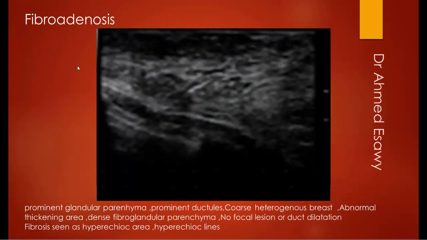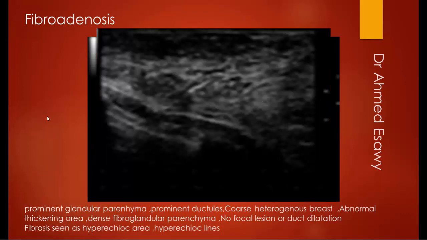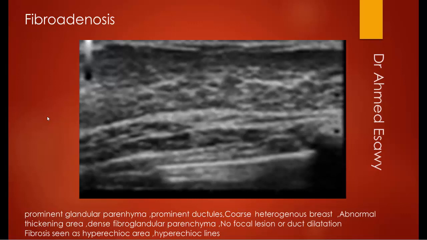Fibroadenosis ultrasound, prominent heterogeneous breast, prominent fibroglandular parenchyma, abnormal area of thickening of dense fibroglandular parenchyma, no focal lesion or ductal dilatation. Fibrosis seen as hyperechoic area, hyperechoic lines. This is another case. Also, ultrasound of fibroadenosis shows prominent dense fibroglandular parenchyma, prominent ductules, coarse heterogeneous prominent dense parenchyma, abnormal thickening area, fibrosis seen either as hyperechoic areas or hyperechoic lines.